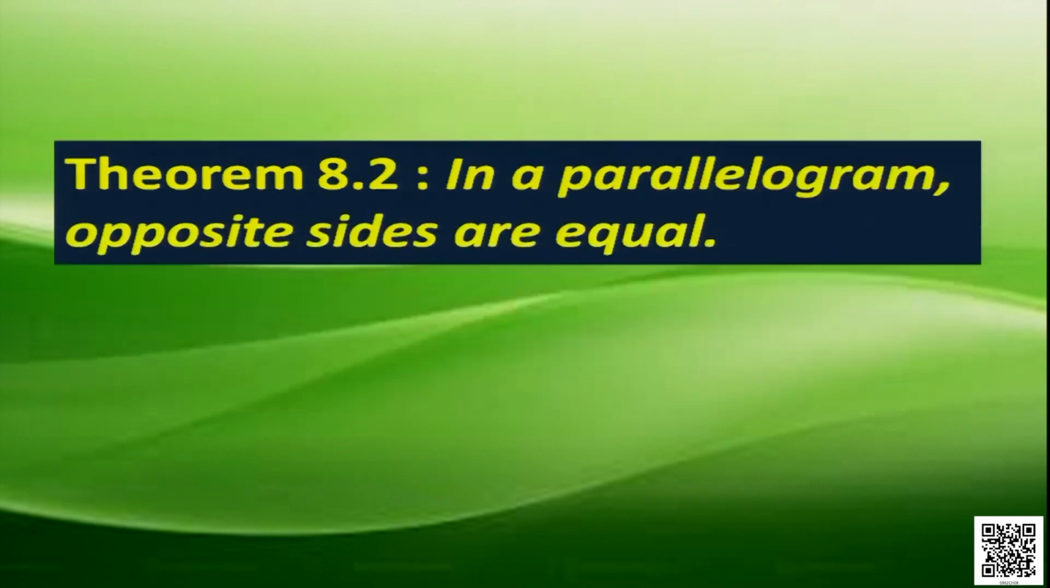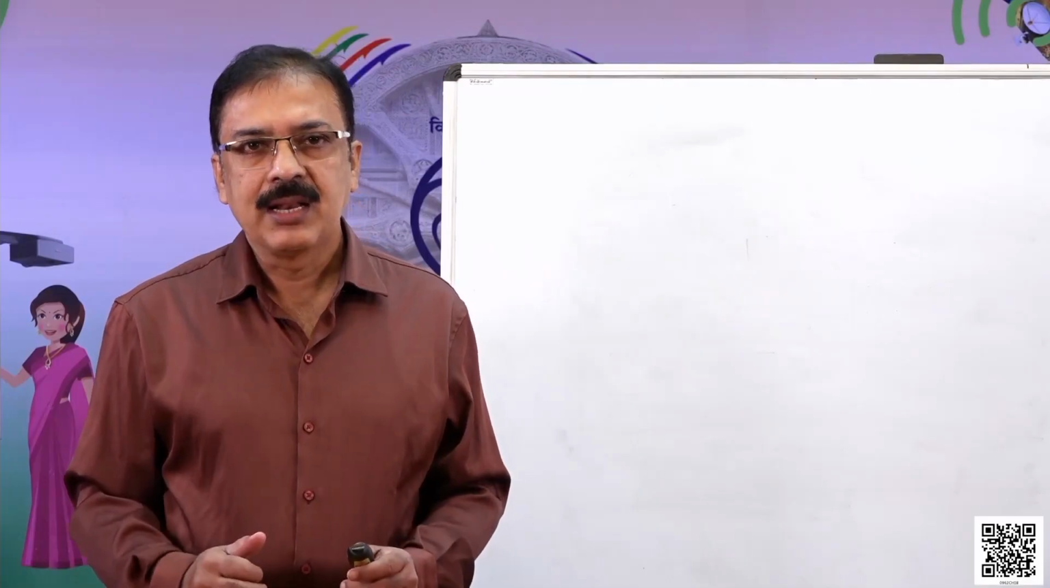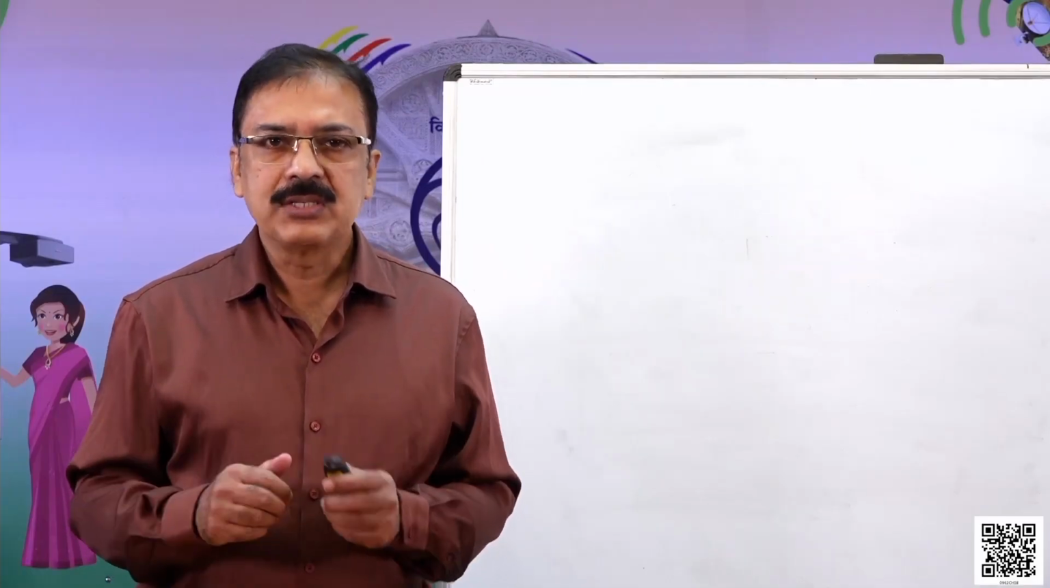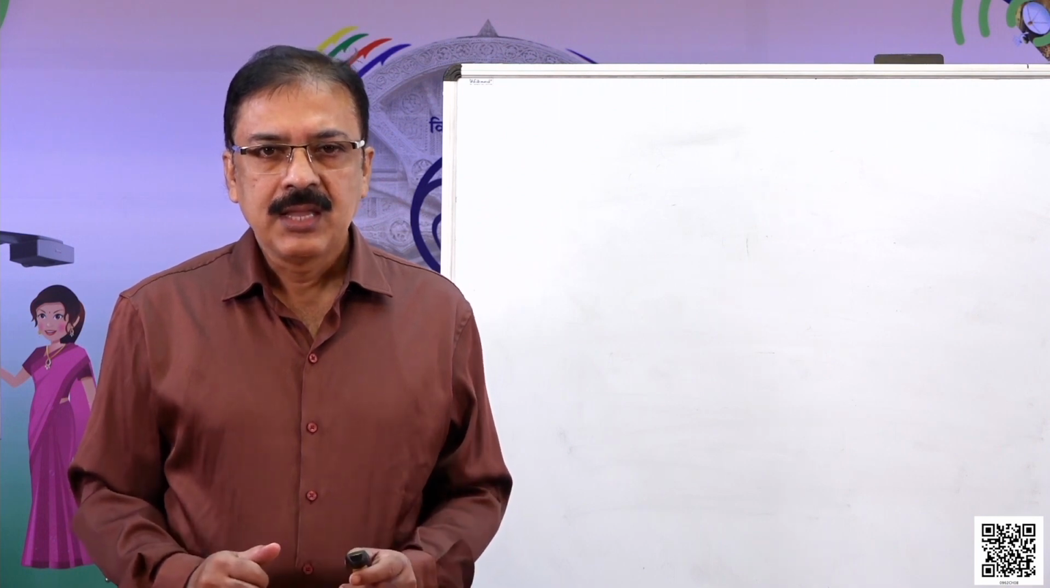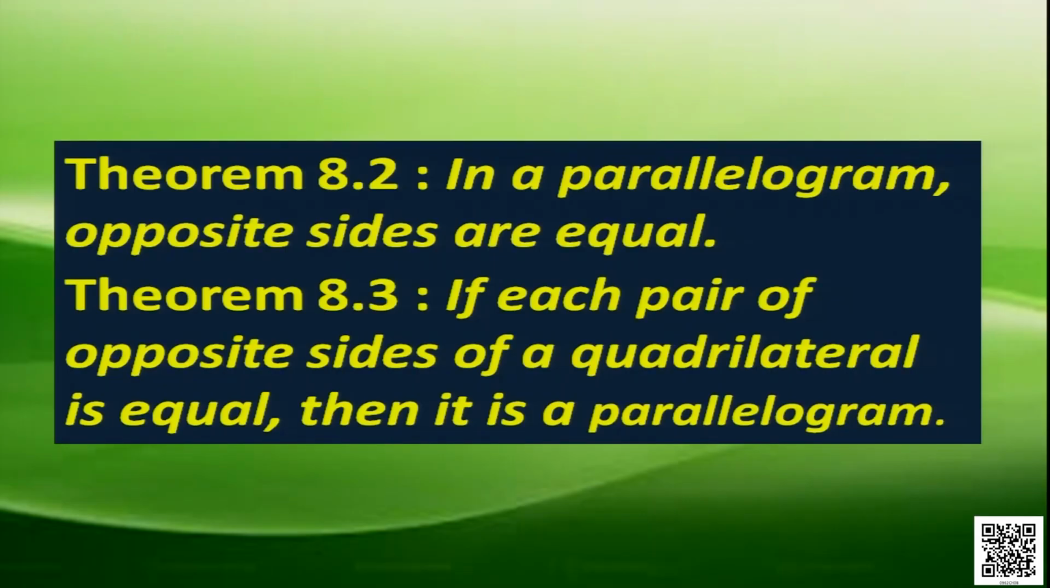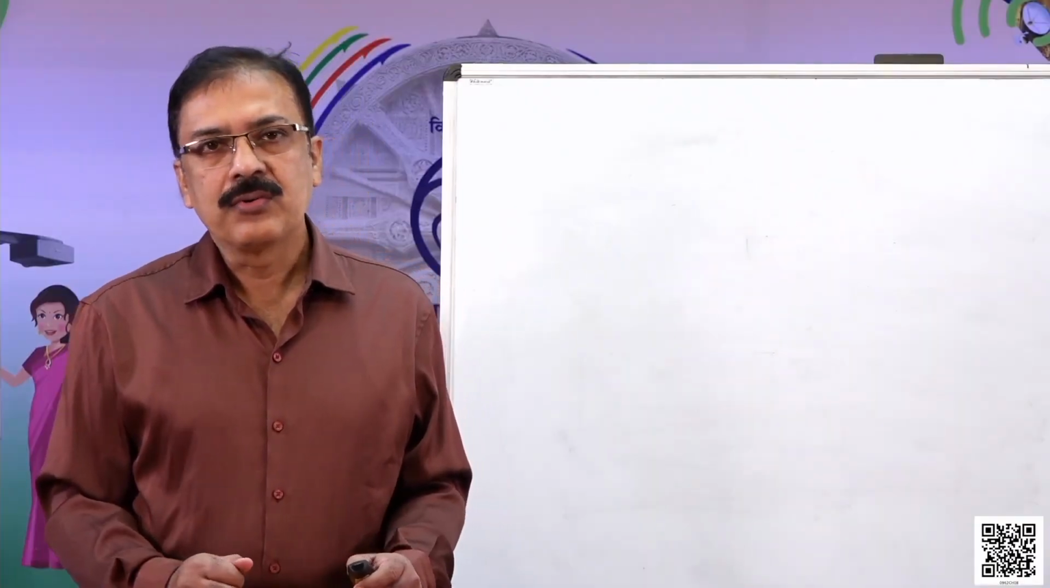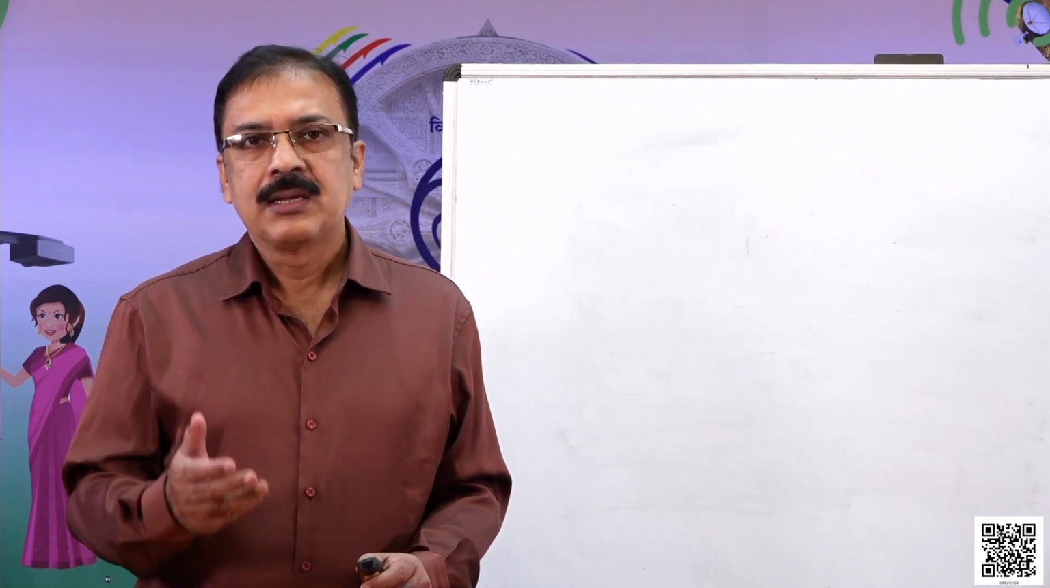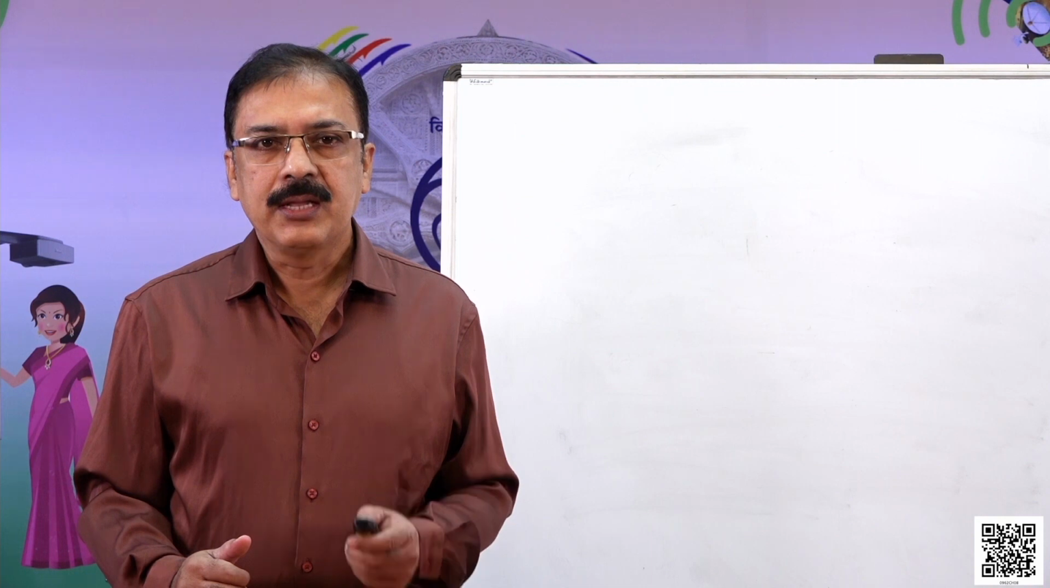Let us see another property, that is in a parallelogram opposite sides are equal. So, we have two pairs of opposite sides, each pair of opposite sides is equal in a parallelogram. Now, its converse is also true, that is if each pair of opposite sides of a quadrilateral is equal, then it is a parallelogram. Today, we are going to learn something more about parallelogram. Let us state one such property.